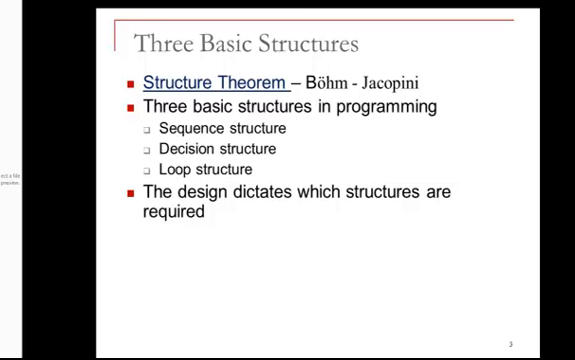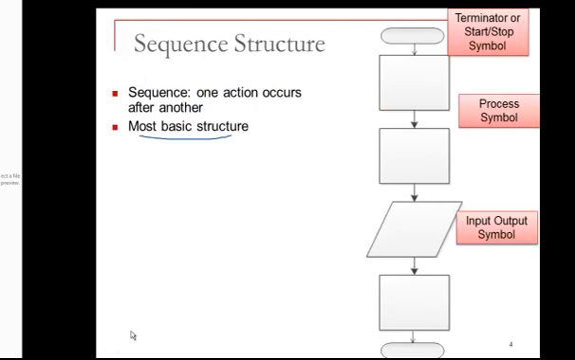Whether you're going to use a sequence or a loop or a decision or a combination of the three depends on what your program needs to do. Here is an example of a sequence structure. The sequence structure is your most basic structure. It does one action after the next. So when you have to do step 1 before you can do step 2, before you can do step 3, for example, you're doing a sequence.